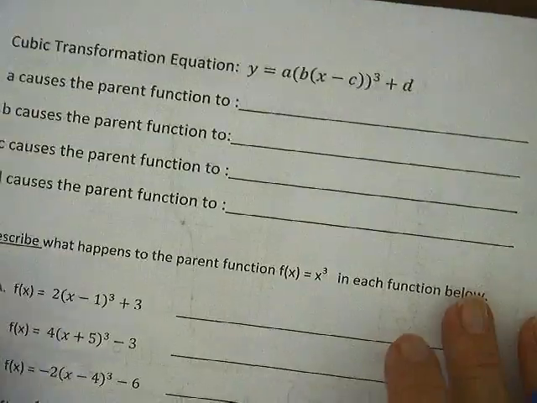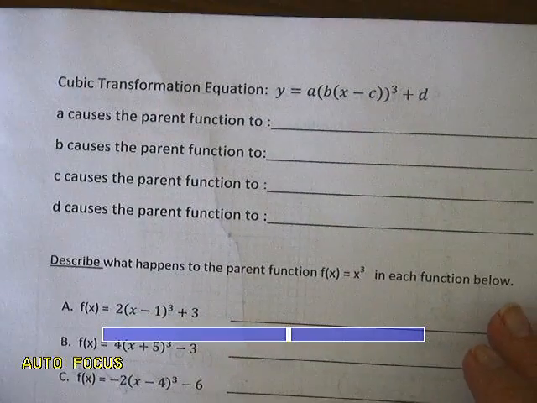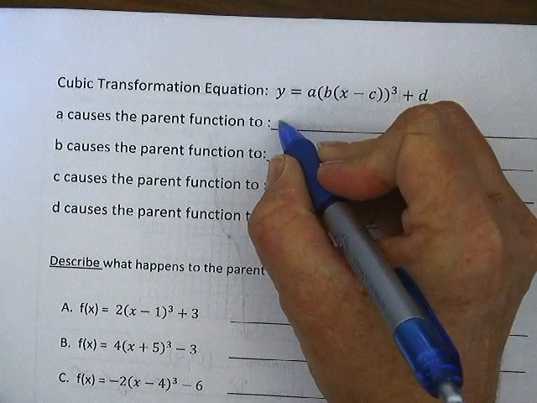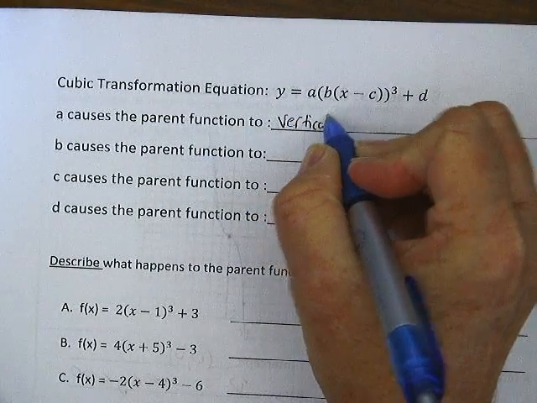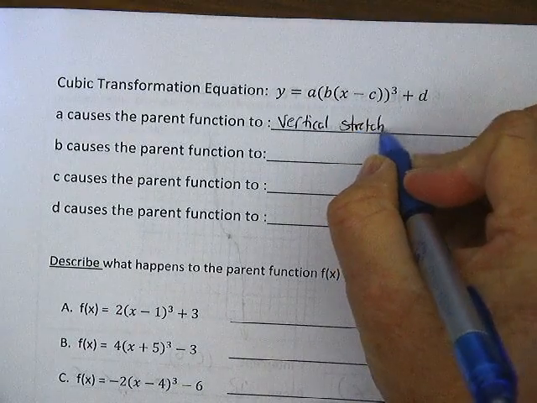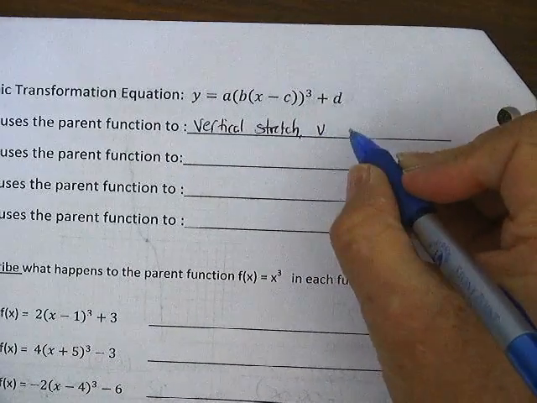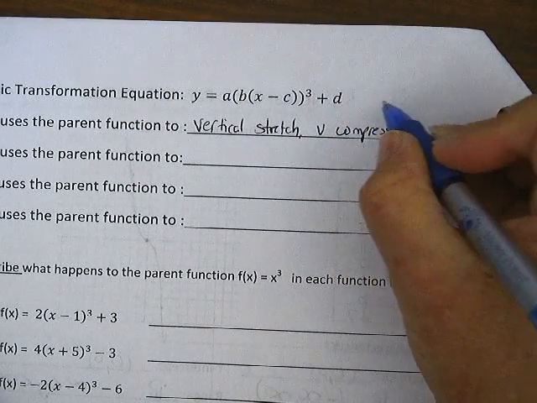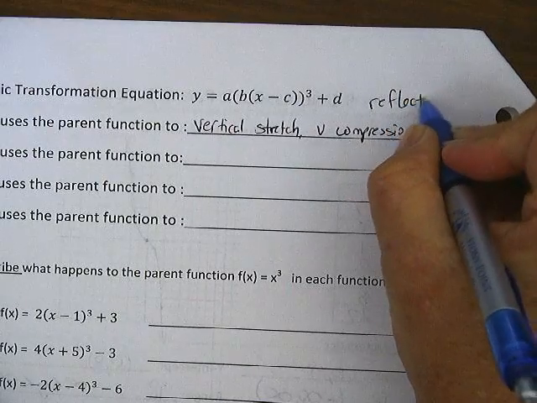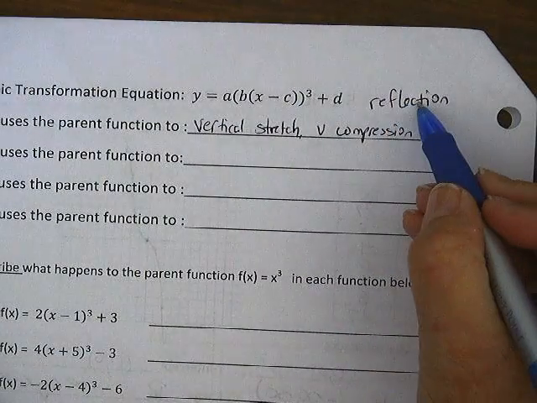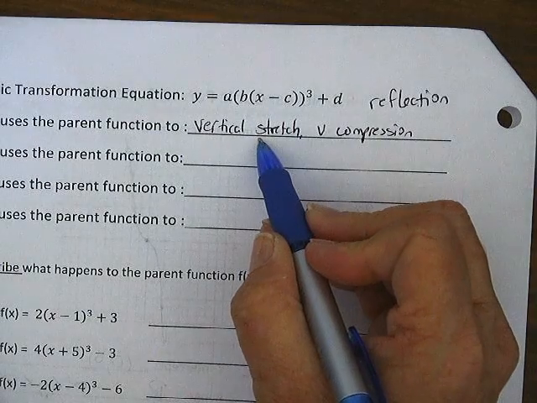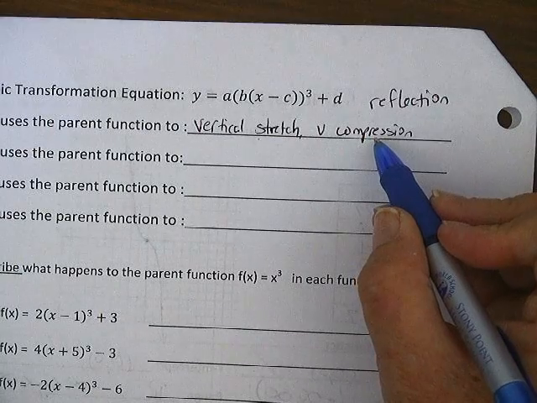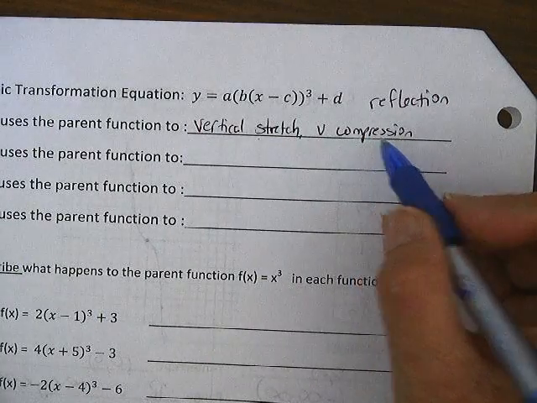Okay, let's take a look at our cubic transformation, what happens here. In the past, we saw that the a value will cause a vertical stretch, vertical compression, and we also can see a reflection if a was less than 0. Vertical stretch, we got that if the absolute value of a is greater than 1. Vertical compression if the absolute value of a is less than 1.